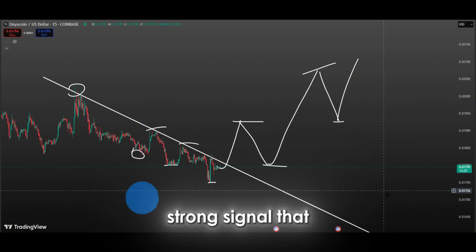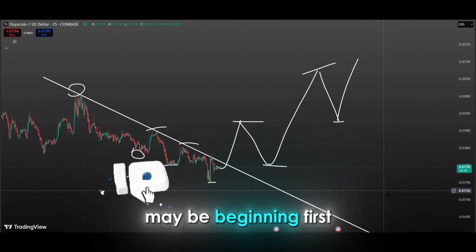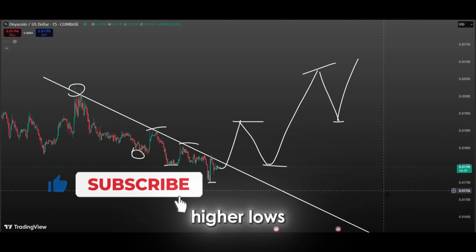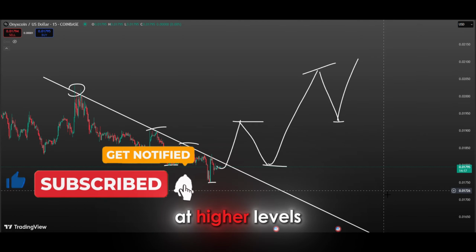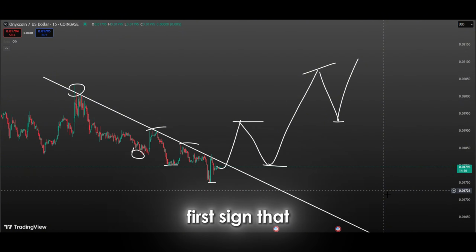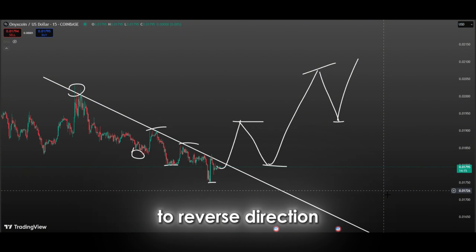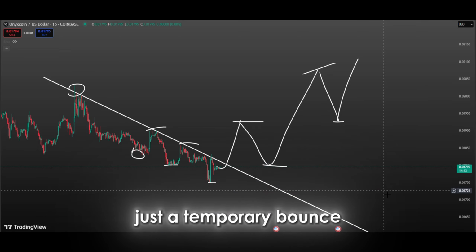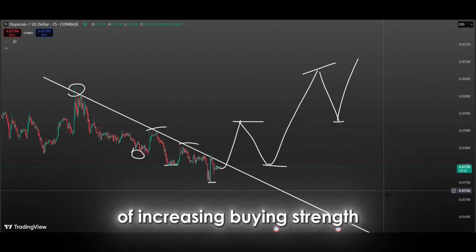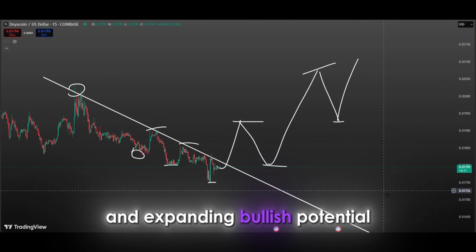This provides a strong signal that an uptrend may be beginning. First, the formation of higher lows indicates that selling pressure is weakening and buyers are willing to step in at higher levels. This is the first sign that the market may be ready to reverse direction. The subsequent higher high then confirms that the move is not just a temporary bounce, but a sign of increasing buying strength and expanding bullish potential.